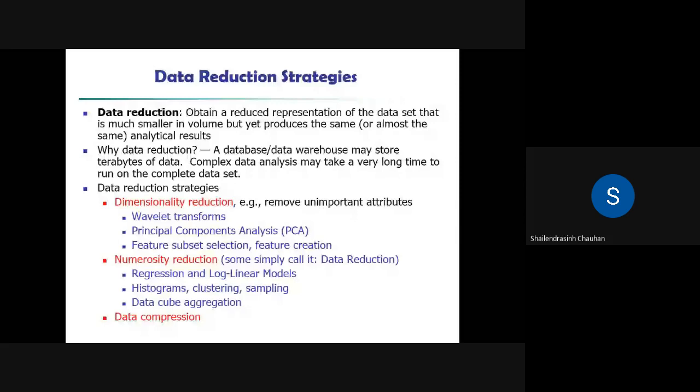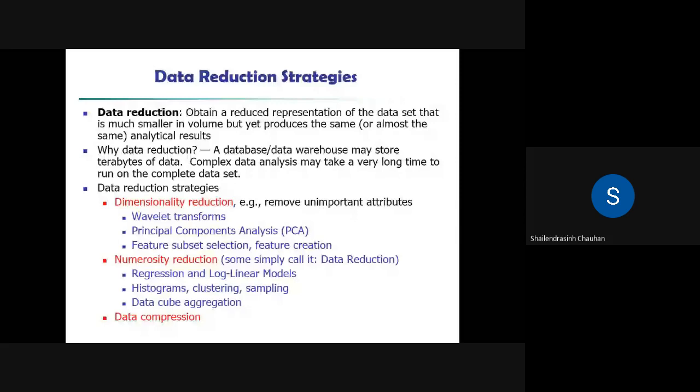So first is to obtain a reduced representation of a data set. Fine. So just assume that you have very large values in your data set. You can also represent the same thing in a smaller form. Then you need to reduce the data or its type. So what you are doing here is representing the same data but with smaller volume.